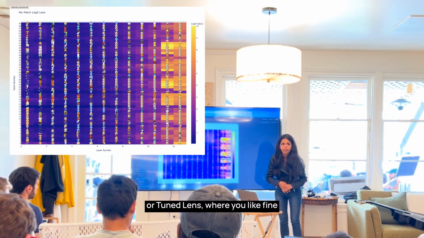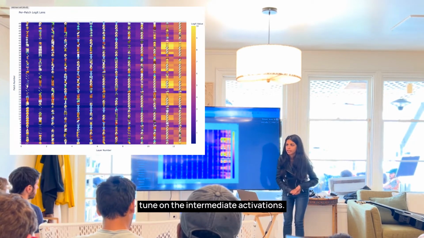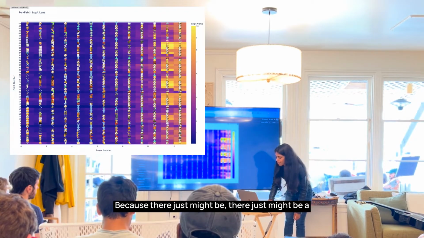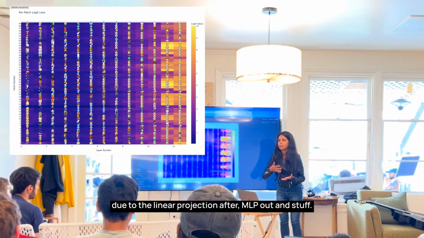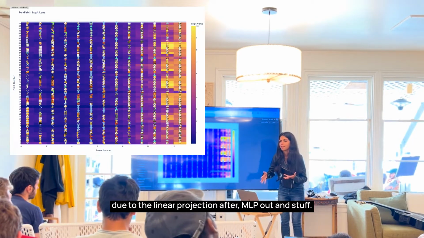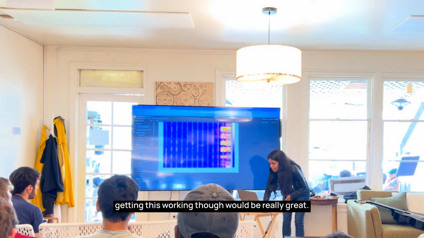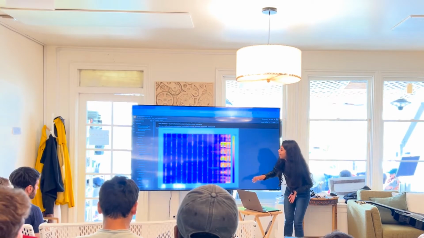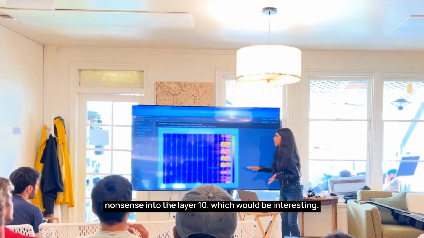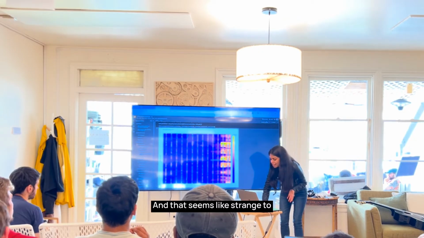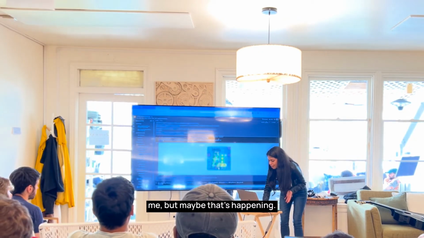Or tuned lens, where you fine-tune on the intermediate activations. Because they just might be a different distribution or rotating basis vectors due to the linear projection after MLP out and stuff. So getting this working would be really great. The other hypothesis is that it actually legitimately is nonsense until layer 10, which would be interesting. That seems strange to me, but maybe that's happening.